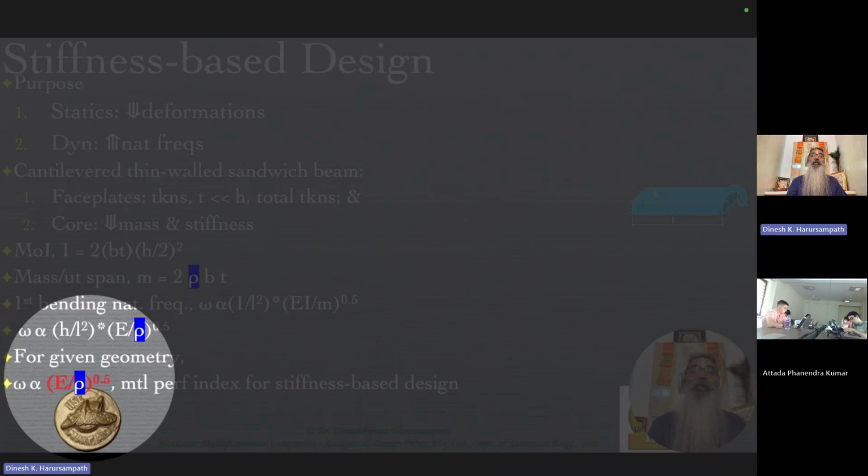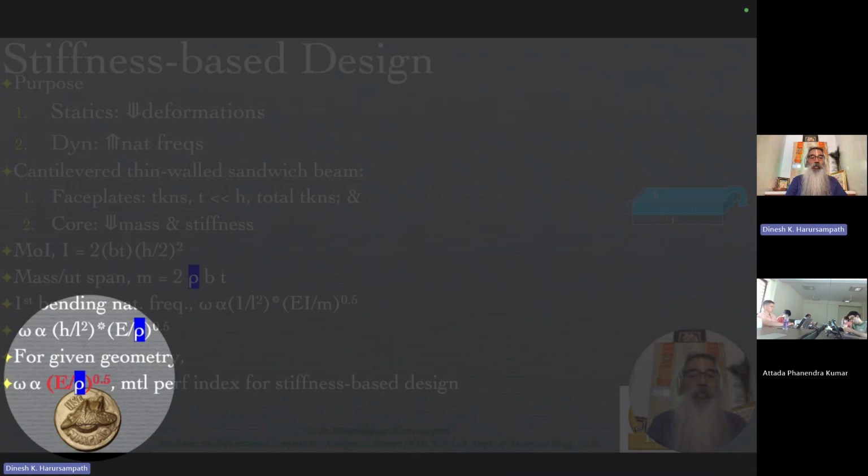What it does is, in fact, reduces the level. For example, two materials are differing from each other by a factor of 9 as far as E by rho is concerned. Square root of E by rho will differ only by a factor of 3. So the advantage will slightly come down, but you'll still find one material more advantageous than the other based on this criteria as well.